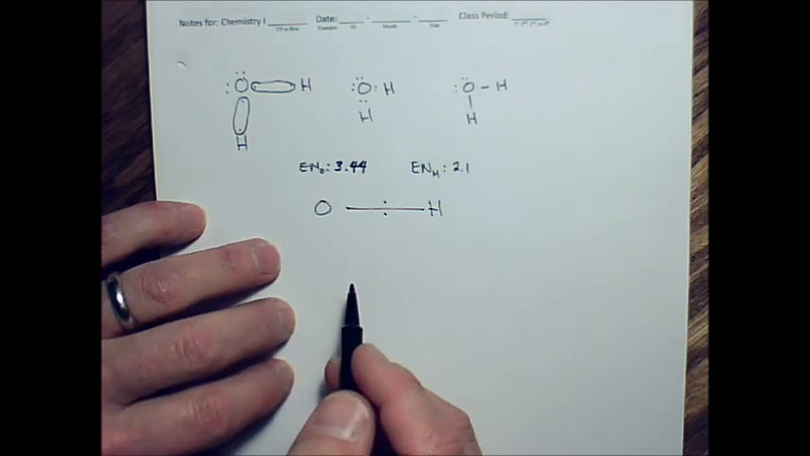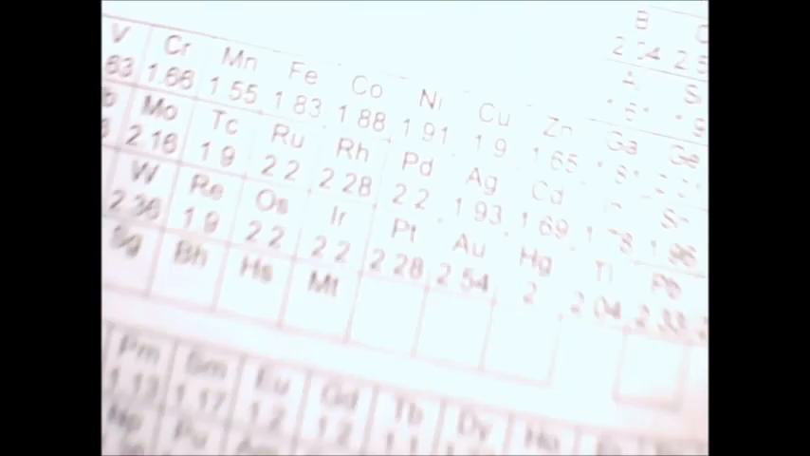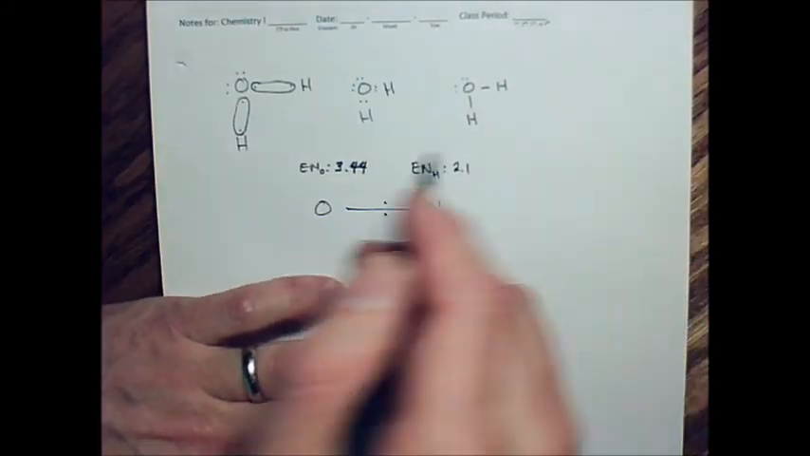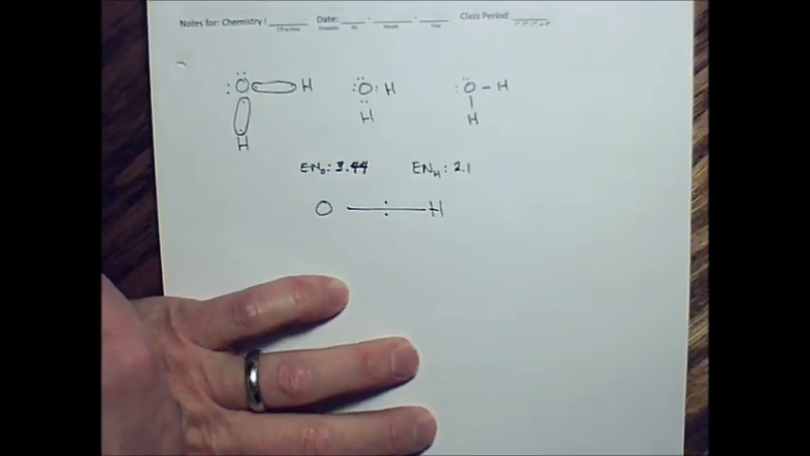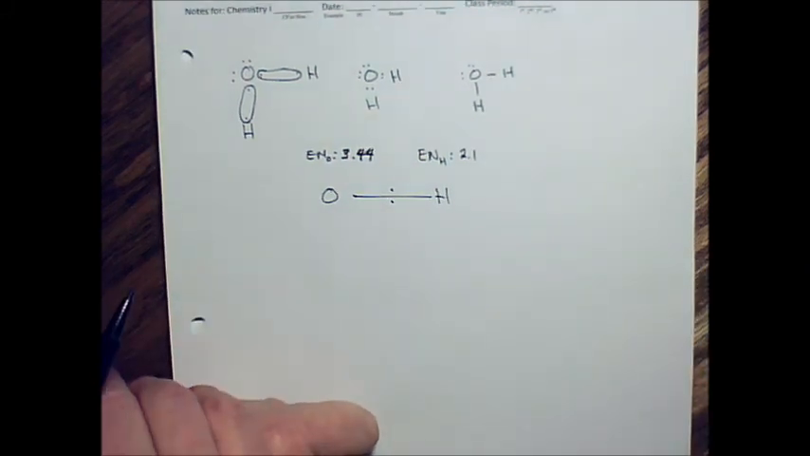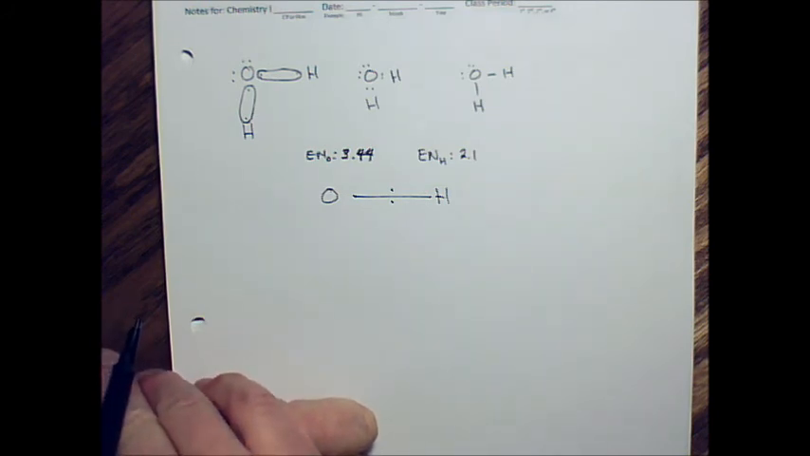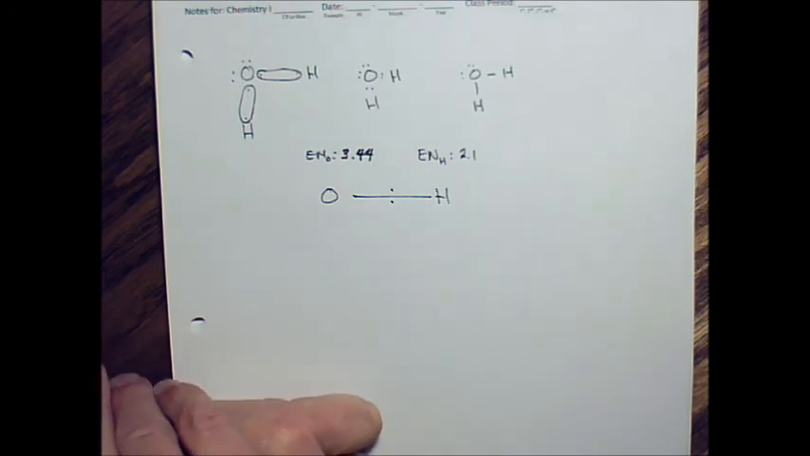You can always look on your periodic table for electronegativities and see for yourself. Yes? If oxygen needs 2 electrons in order to be full, how come it has a higher electronegativity than sulfur, but they both need 2 electrons? How far do you want me to go with this explanation? Beyond the scope of the class.